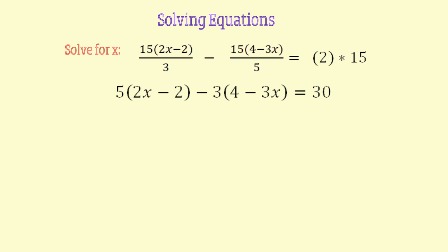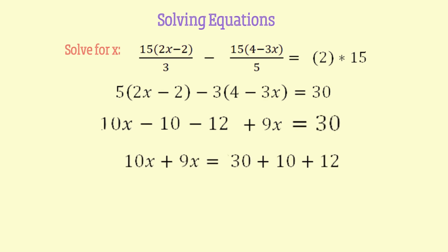We'll multiply both terms in the first bracket by 5. 5 times 2x is 10x, and 5 times minus 2 is minus 10. We will multiply the terms in the next bracket by minus 3. So minus 3 times 4 is minus 12, while minus 3 times minus 3x is positive 9x. On the other side, 15 times 2 is 30. Grouping the terms in x, we get 10x plus 9x on the left. On the right, we group positive 10 and 12 with 30 since they changed sides. We end up with 19x equals 52. Divide both sides by 19, and our solution is x equals 52 over 19, or 2.74, rounded to 2 decimal places. Keep practicing, and you'll be a pro in no time.